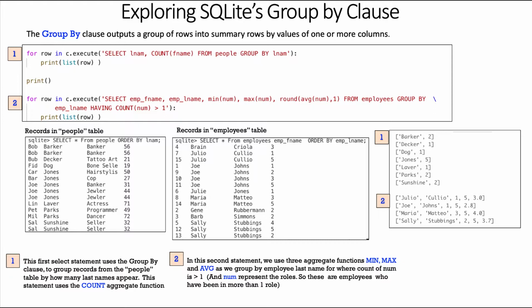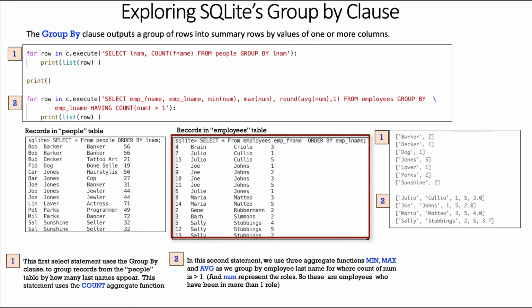In the second example, we use 3 aggregate functions just to show you, not that this is the smartest example, that we can use more than one aggregate function in the group by. So we use minimum, maximum, and average to group by employee last names, where the count of the num field, which is that role field, is greater than 1. So these are employees who have been in more than one role.